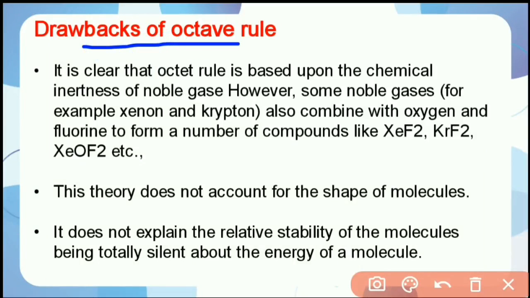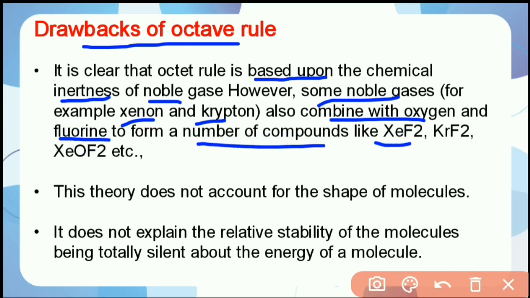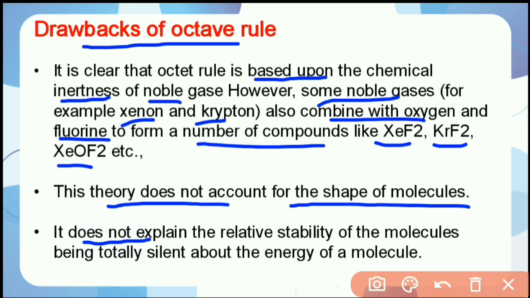Drawbacks of the octet rule. It is clear that the octet rule is based upon the chemical inertness of the noble gases. However, some noble gases, for example xenon and krypton, also combine with oxygen and fluorine to form a number of compounds like xenon difluoride, krypton difluoride, and xenon oxydifluoride, etc. And this theory does not account for the shape of molecules, and it also does not explain the relative stability of molecules, being totally silent about the energy of the molecule. So these are the limitations of the octet rule.